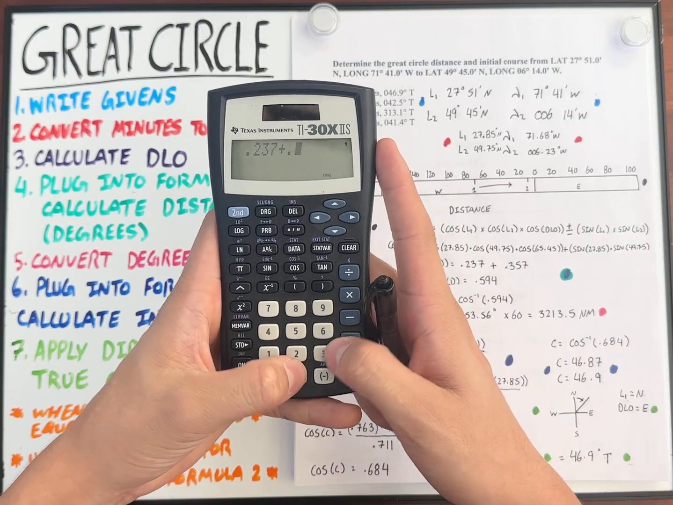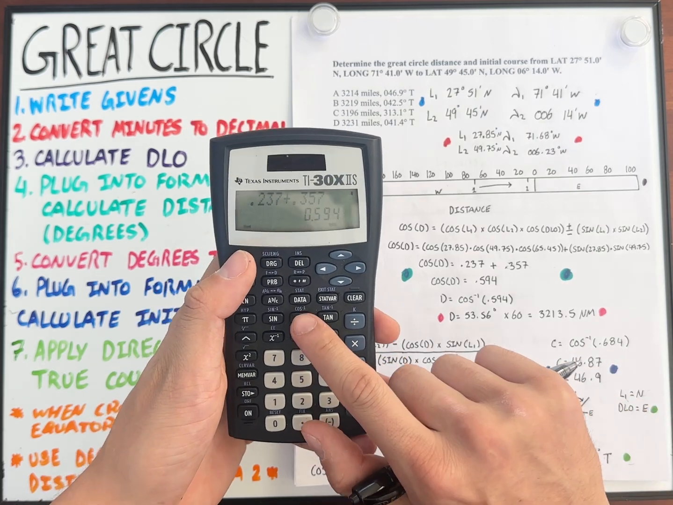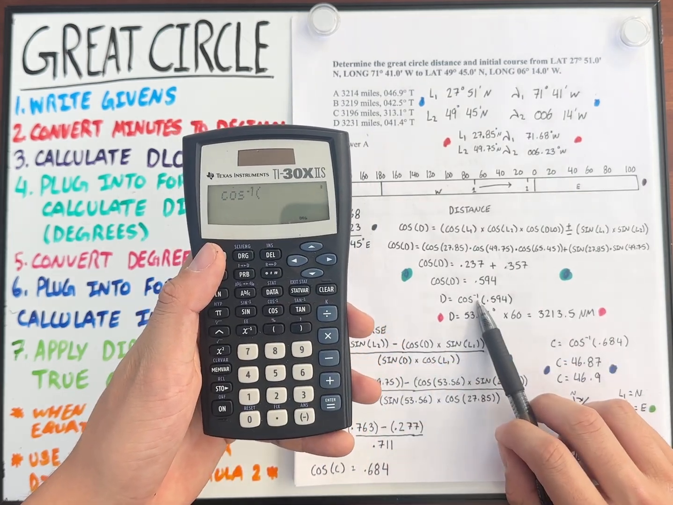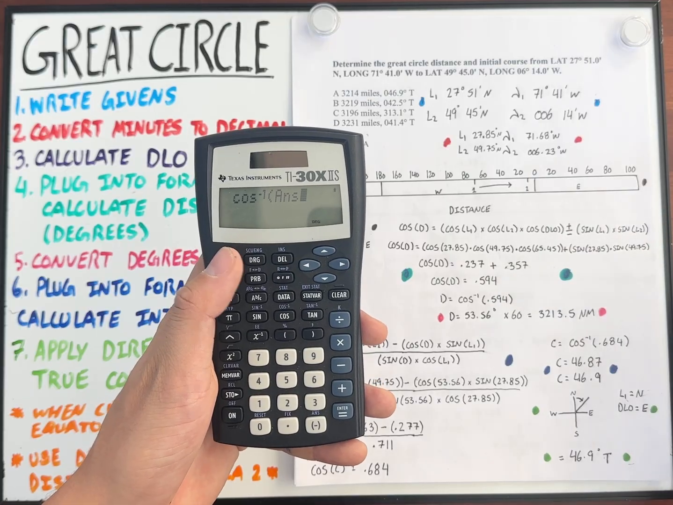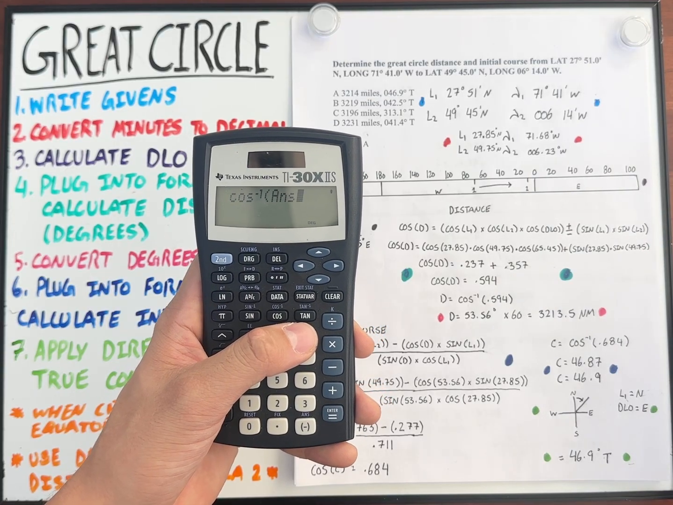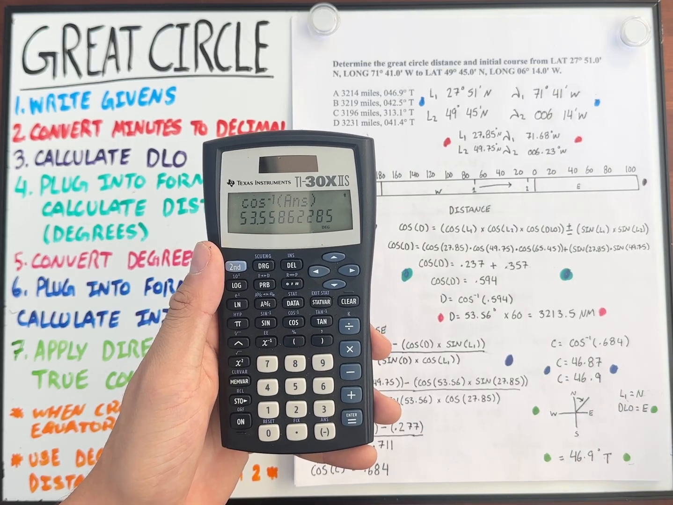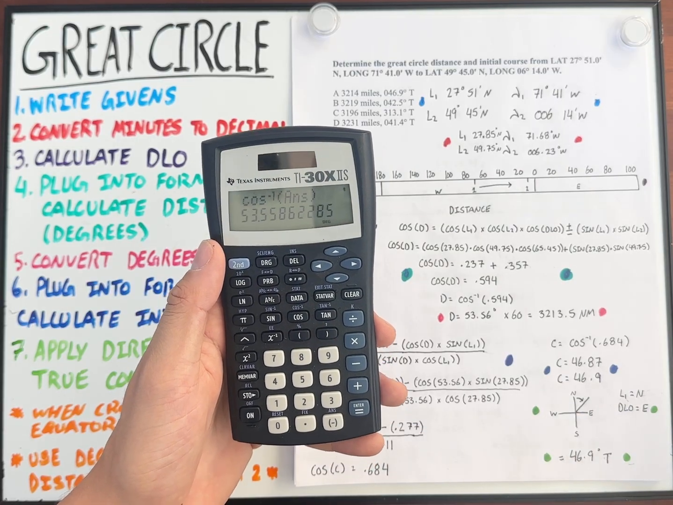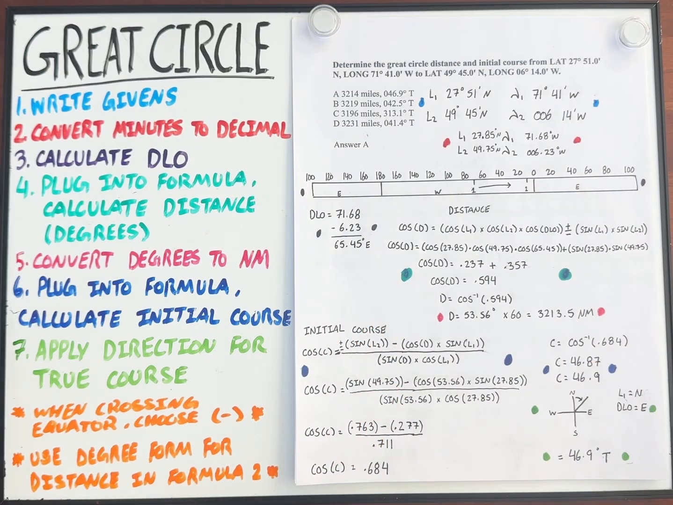0.237 plus 0.357 gives you a decimal of 0.594. Second cosine, you get that cosine -1. Second answer, we get the answer that we just found in our previous equation. Close that parentheses, and you get a distance of 53.558 degrees, 53.56 degrees. That is how you find your distance in degrees.